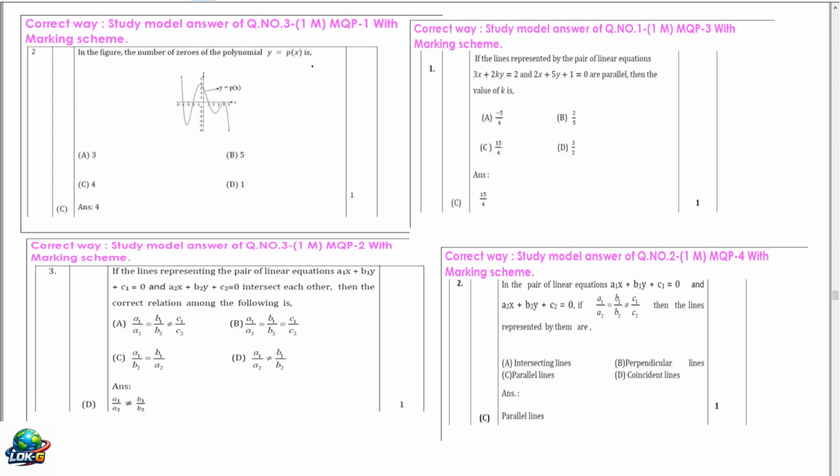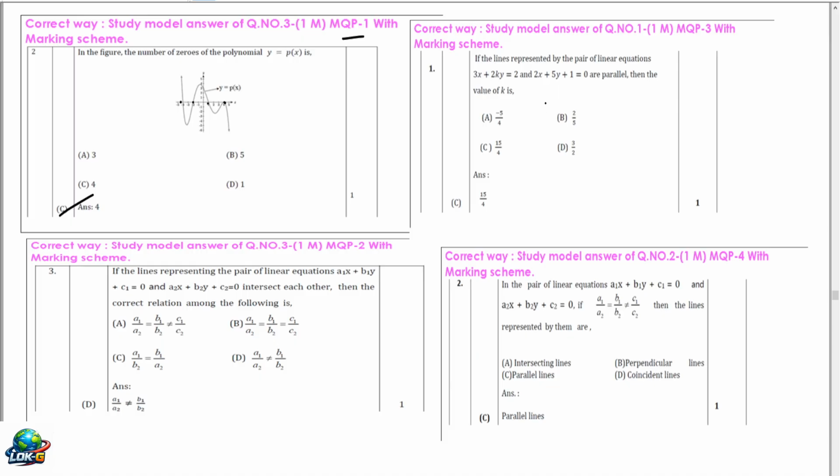Correct answer. Now, 1 mark questions. See, in the figure, the number of zeros of the polynomial y = p(x) is how many times it is cutting the x-axis? 1, 2, 3, 4. How many?